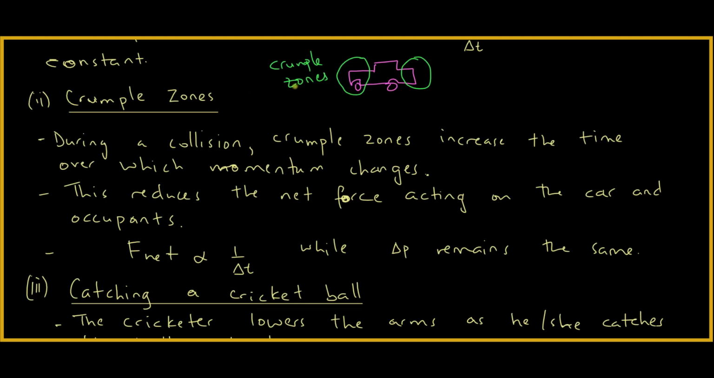So what's so important about crumple zones? During a collision, the crumple zone increases the time over which the momentum changes. So we can see that there's an increase in the contact time. This reduces the net force that is acting on the car and the occupants. So the net force is going to be reduced since the net force is inversely proportional to time while the delta P remains the same. So we are pretty much explaining it the same way as we did for airbags.